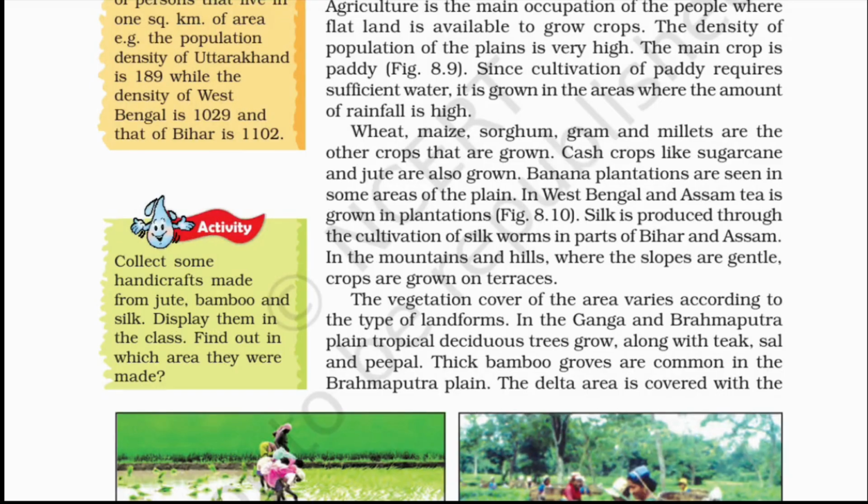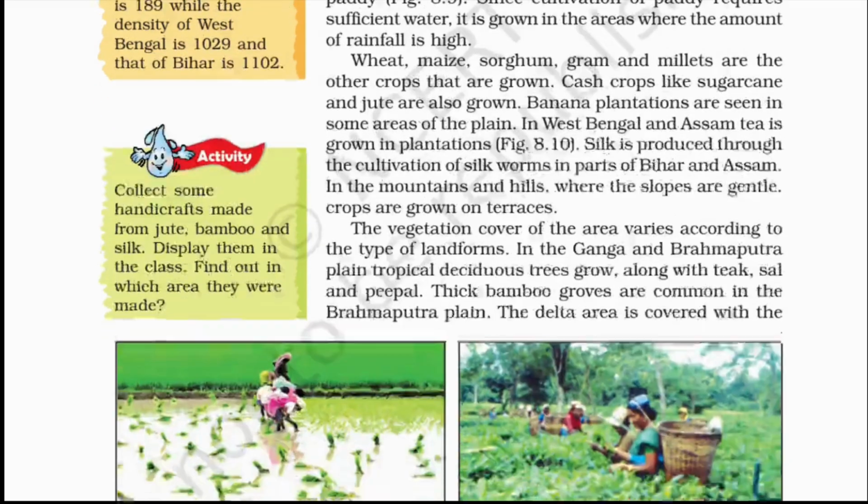Wheat, maize, sorghum, gram and millets are the other crops that are grown here. Cash crops like sugarcane and jute are also grown here. Banana plantations are seen in some areas of the plain. In West Bengal and Assam, tea is grown in plantations. Silk is produced through the cultivation of silkworm in parts of Bihar and Assam. In the mountains or hills where the slopes are gentle, crops are grown on terraces.